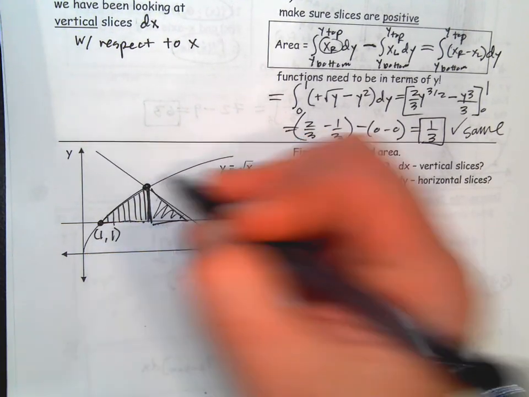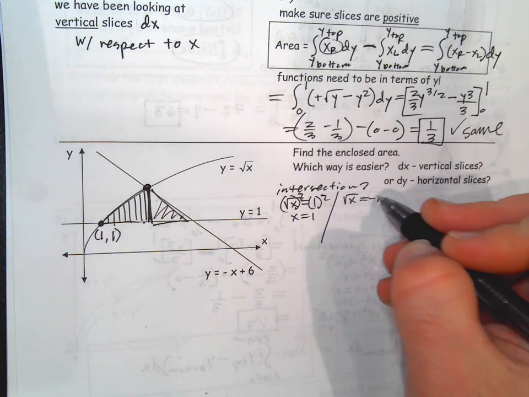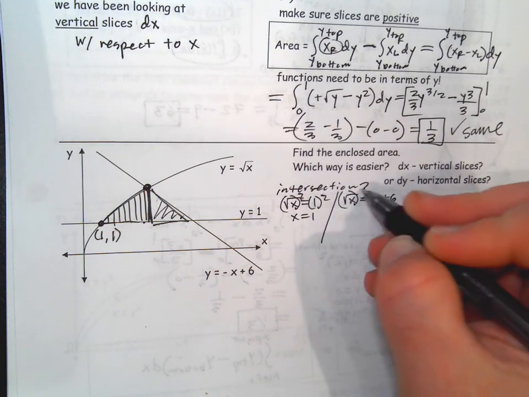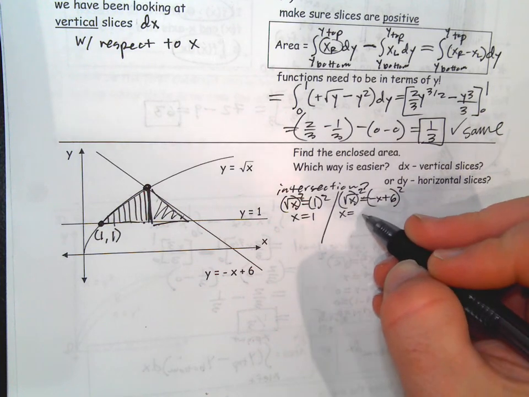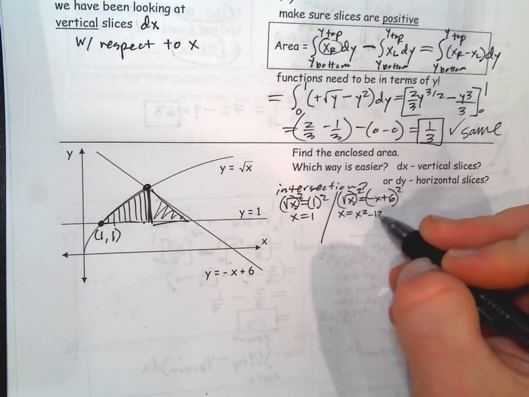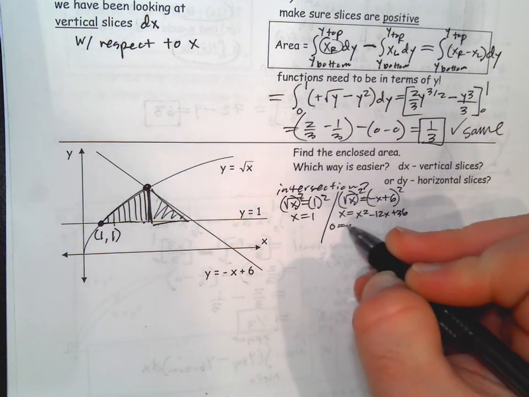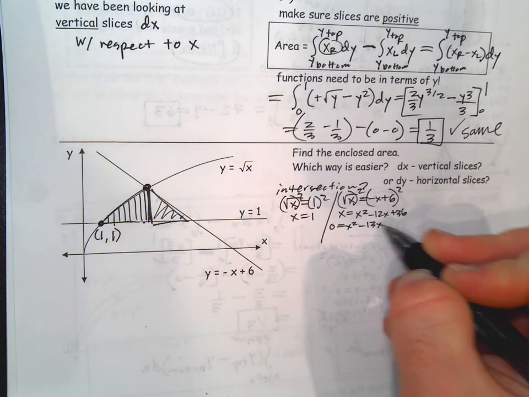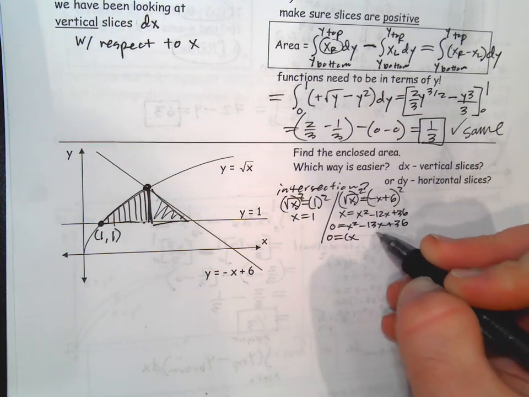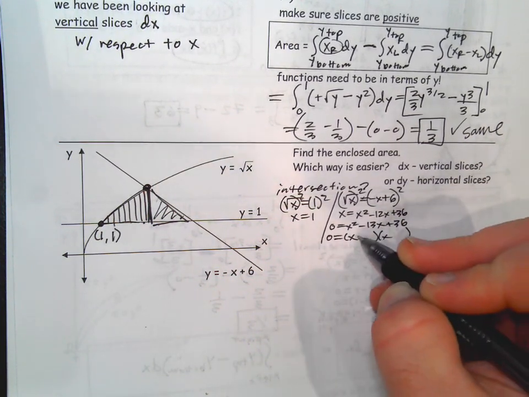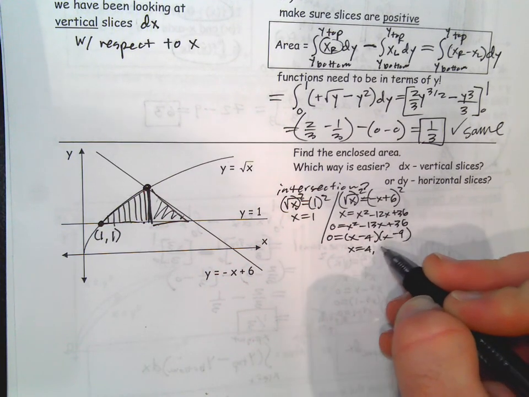this one up here is going to be the square root of x, and this line is negative x plus 6. So I would square both sides. Isolate the radical, which it already is: x squared minus 12x plus 36. Move everything to one side: x squared minus 13x plus 36. Solve it, factor it. It's going to be minus 4, minus 9. So we're going to get x equals 4 and x equals 9.